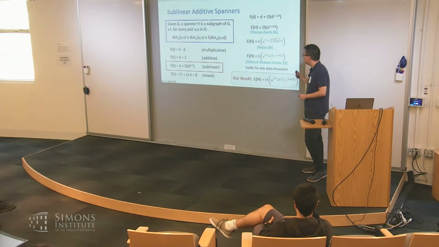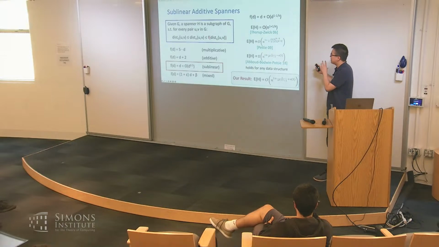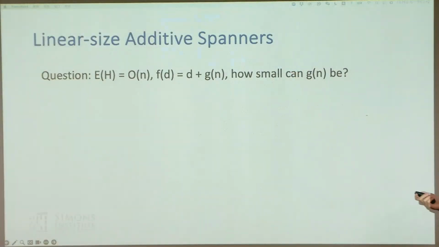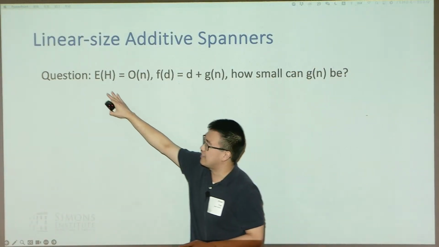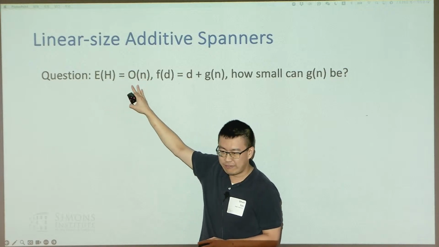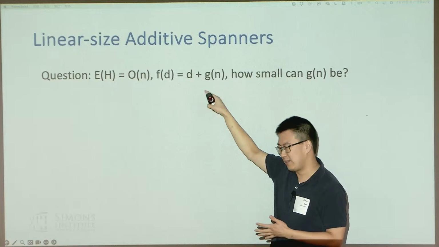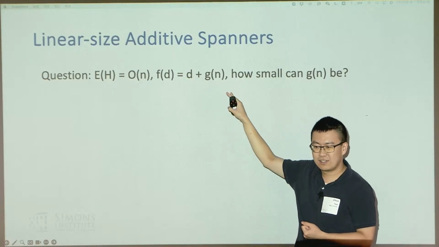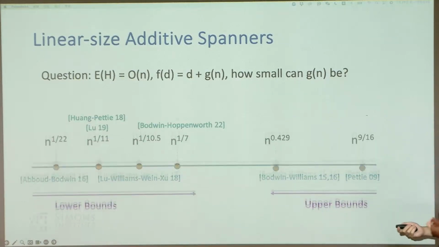Okay, so basically this is the result I'm going to talk about today. And I would like to mention a secondary result of this paper, which I think is also an interesting regime. It's the linear size additive spanners. So there's no trade-off now. What if we require that the spanners contain only a linear number of edges? And we allow the error to depend on n, not only some function of d. How small can we get this g(n) to be? Just linearly many edges.